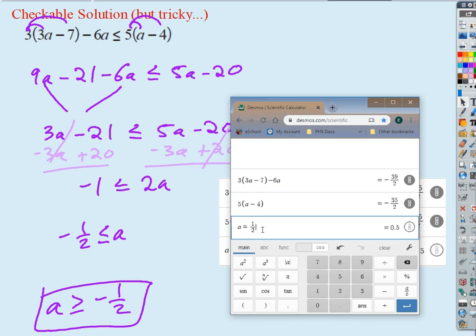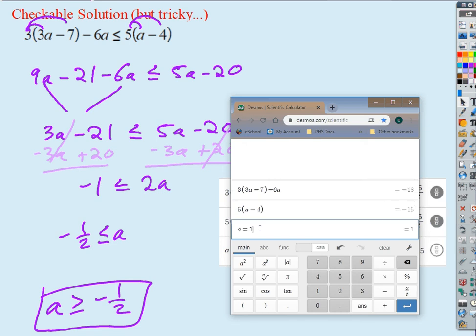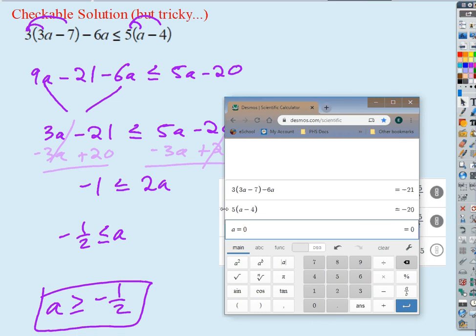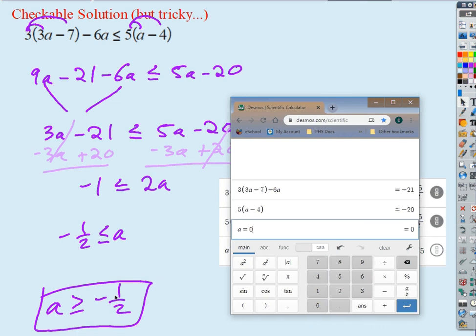Let's pick an easier value. Let's not pick a fraction. Let's pick something so we get simpler numbers. How about 0? 0 is greater than negative 1/2, isn't it? So I get negative 21 on the left and negative 20 on the right. Is negative 21 less than or equal to negative 20? It is, right? So that works. Everybody see that? So the endpoint worked, we got the same number back on both sides. And when I picked a number other than the endpoint, it gave me a true statement. And so that is the solution.